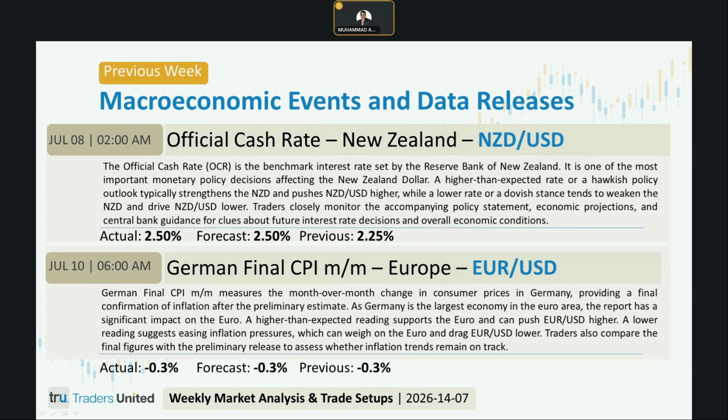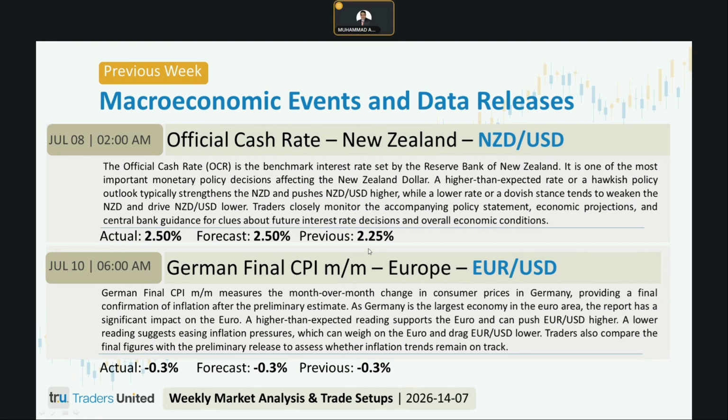So the official cash rate is the benchmark interest rate set by the Reserve Bank of New Zealand. It is the Reserve Bank of New Zealand's main tool for controlling inflation and supporting economic stability. Higher interest rates help reduce inflation by slowing borrowing and spending. Lower interest rates encourage borrowing, investment, and economic growth. Currency traders also pay close attention to the Reserve Bank of New Zealand policy statement because it provides guidance on future interest rate decisions.